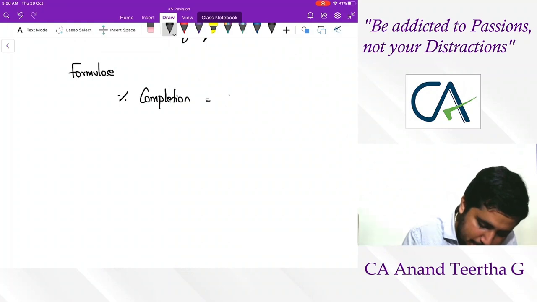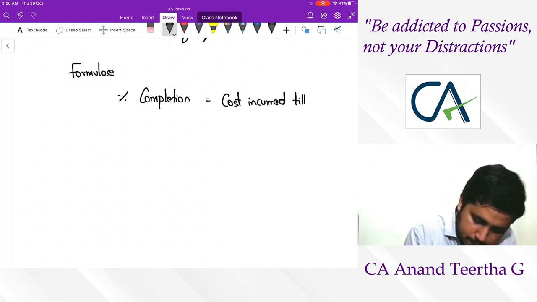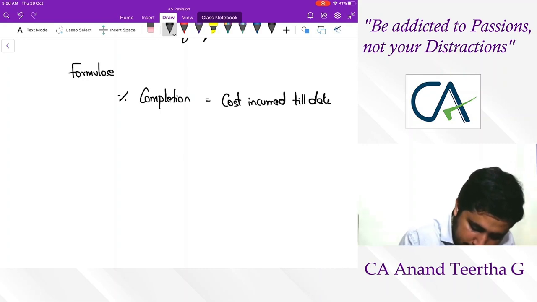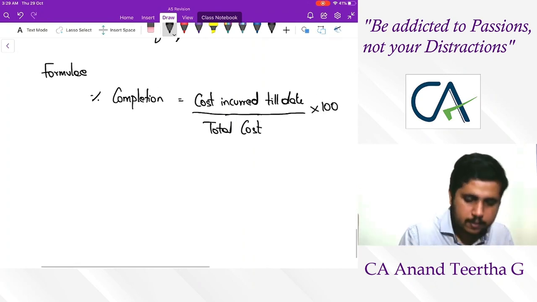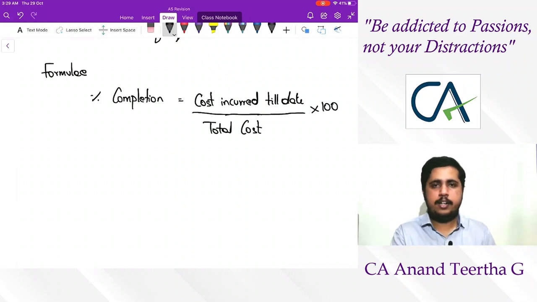Now, percentage completion is cost incurred till date divided by total cost, into 100. How do you get total cost? Cost incurred till date plus future cost. That will be my total cost, into 100. So whatever you get will be the percentage completion.